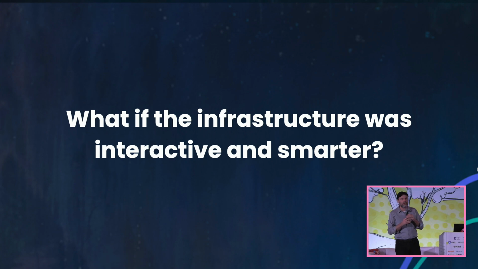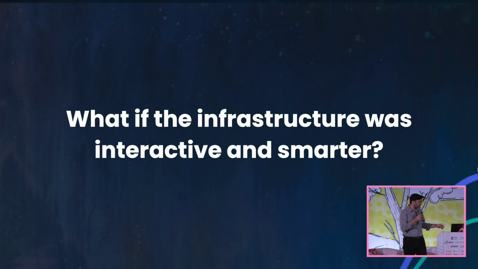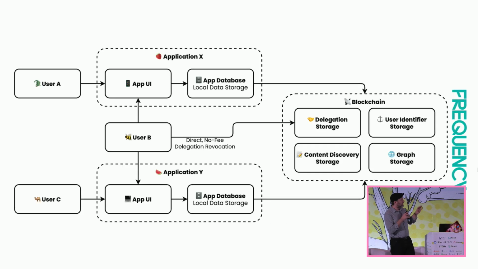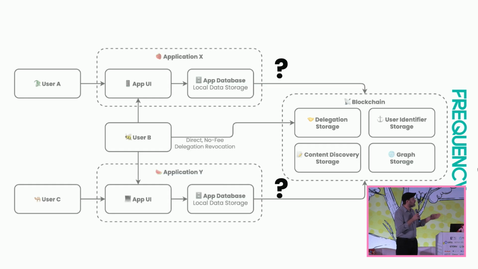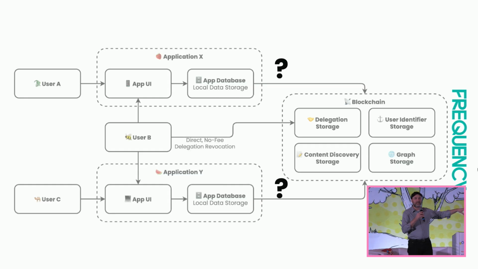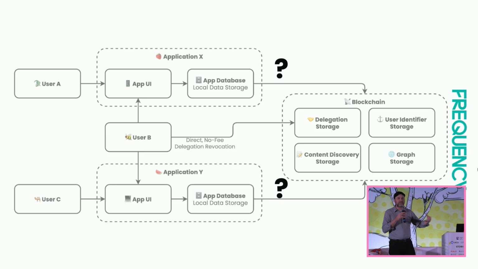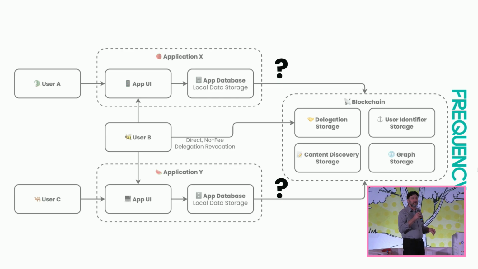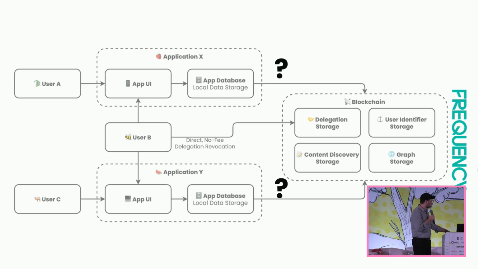So we were thinking, well, what if that infrastructure can be more interactive, smarter, more specific to our own use cases? What can we put in that original diagram? What can we put in between those applications and the blockchain? And that is where the sidecar pattern came into use for us.